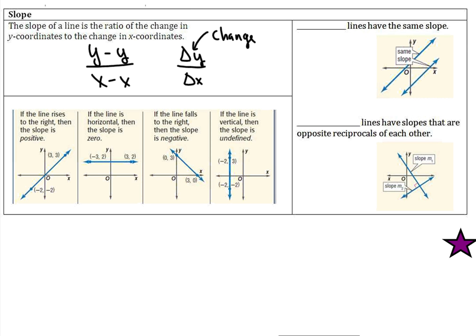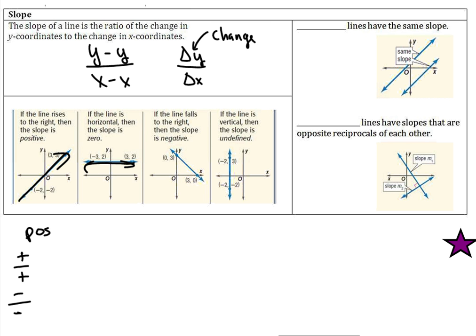All right, four things can happen when you have a slope. It can be positive, which means that it is going to go up and to the right. So that means you have a positive over a positive or a negative over a negative. Both of those indicate a positive slope.